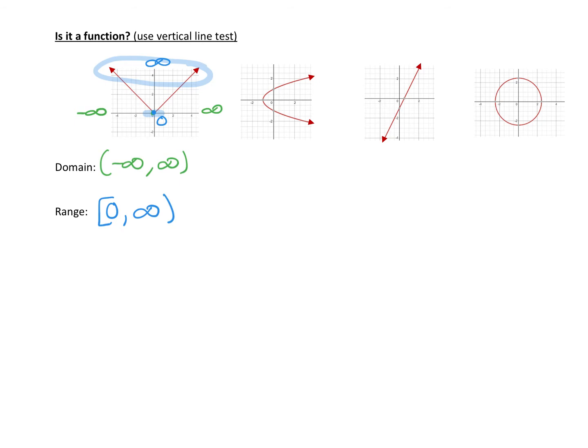And so let's see if this passes the vertical line test. If I draw a vertical line, it only hits once, and I can do it in a lot of places and it only hits once. So yes, this is a function.